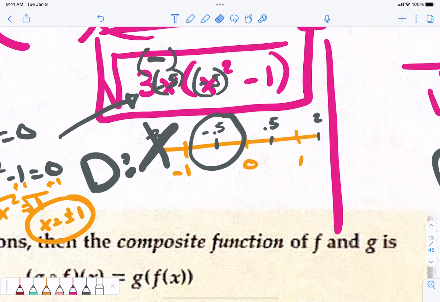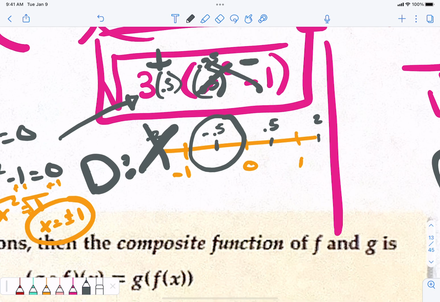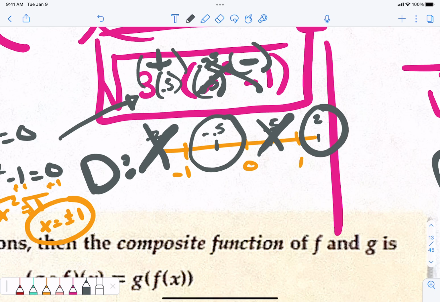We have positive 0.5. This is going to be positive. Positive 0.5 squared is 0.25, minus 1 is a negative. A negative times a positive is a negative. Good or bad? Bad. If I plug 2 in, good.